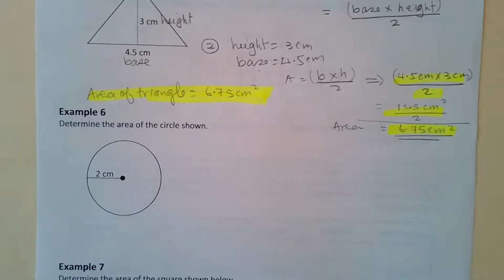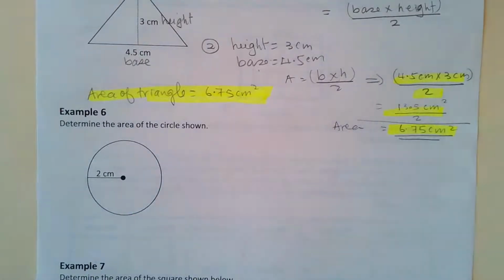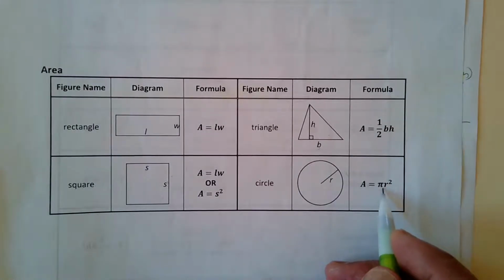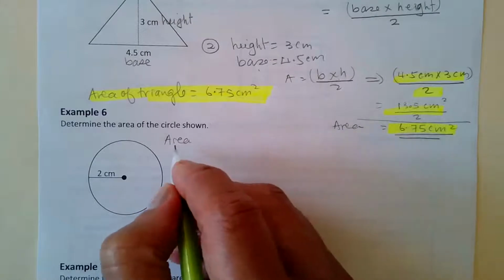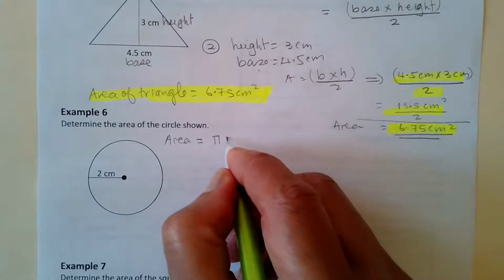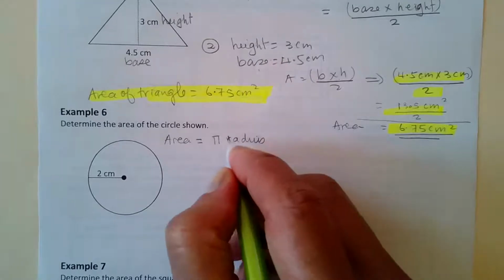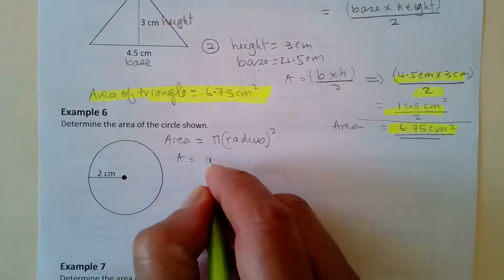Determine the area of the circle below. In this case, we are asked to find the area of the circle. So we go to our formula sheet, and we're given the area of a circle is pi times r to the power 2. So we record that: area of a circle is equal to pi r, radius to the power 2. In other words, radius times radius. We record it as pi r squared.